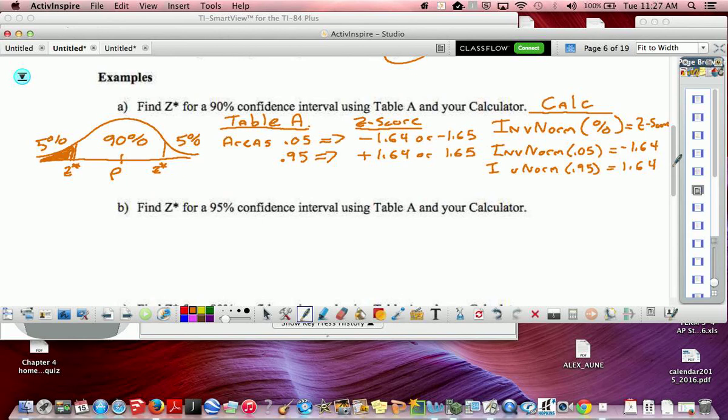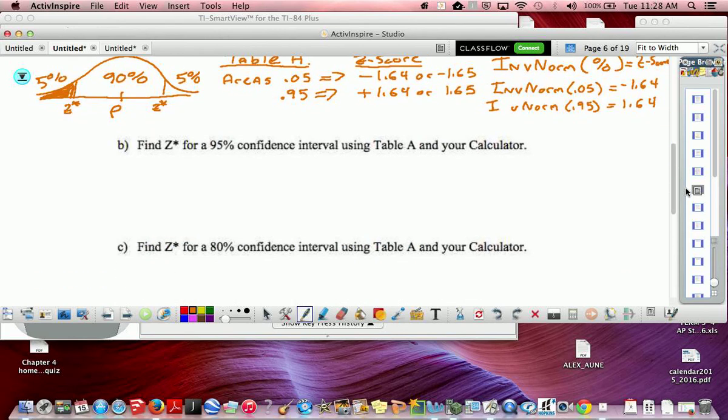All right, let's try the second one. Z-score for a 95% confidence interval. All right, so 95. So what's my area here? 0.25. Okay. Well, it's 2.5%. Yeah. Because half of 5% is 2.5%.